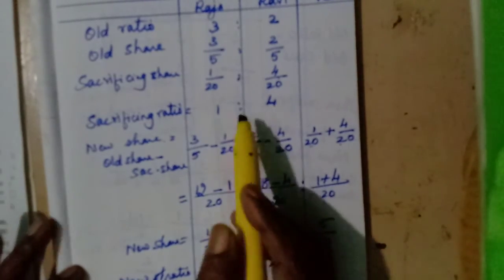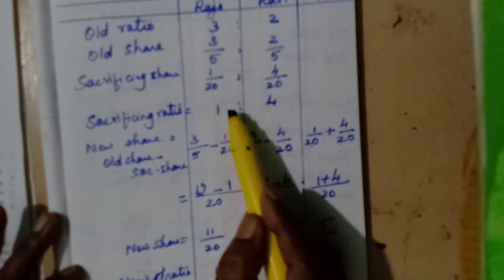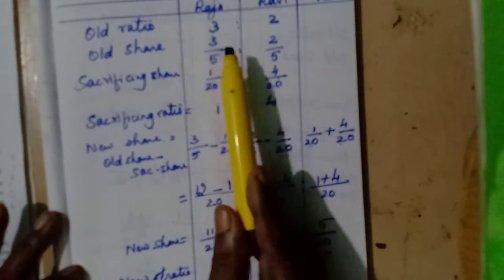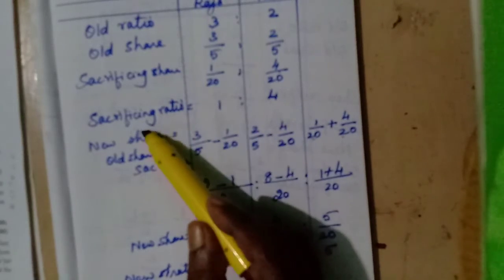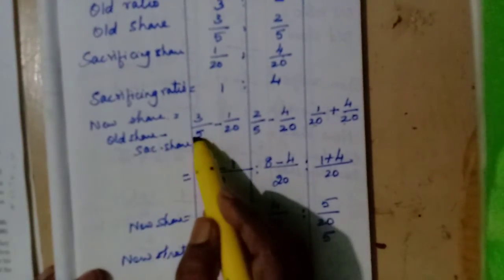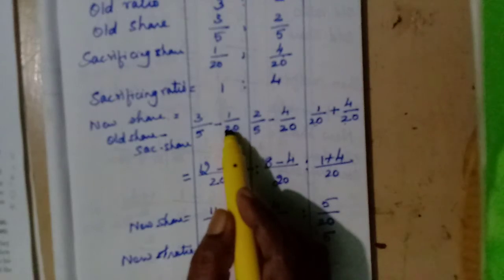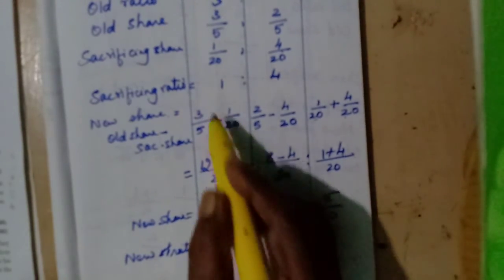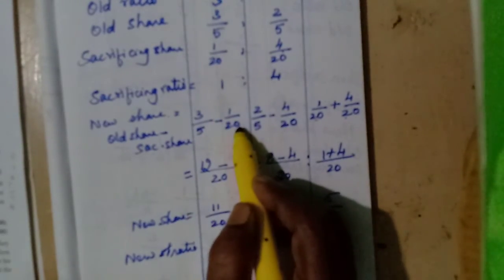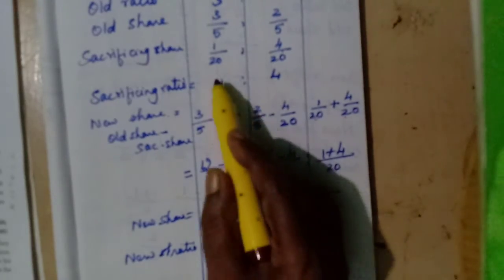Then the same thing: sacrificing ratio given. Old ratio, old share, sacrificing share, then sacrificing ratio. Now new share, how to calculate? Old share minus sacrificing share. Old share, how much? 3 by 5 minus sacrificing share 1 by 20. Okay, this is given in the book. Very easy one. Calculate the LCM and subtract, you have to do it carefully.